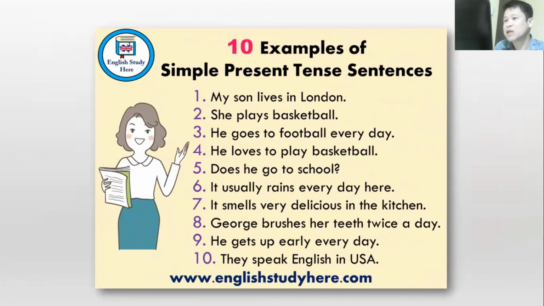Some more examples of sentences in the simple present tense. My son lives in London. She plays basketball. He goes to football every day. He loves to play basketball. Does he go to school? It usually rains every day here. So on and so forth. Simple present tense.